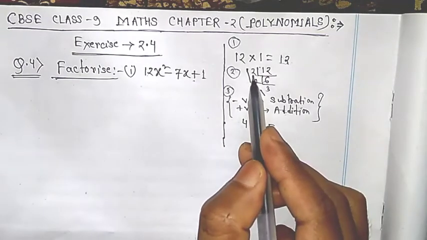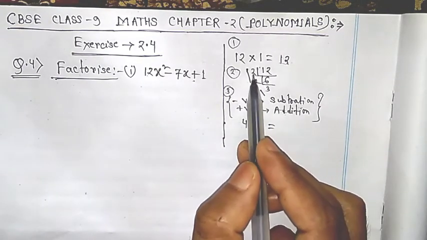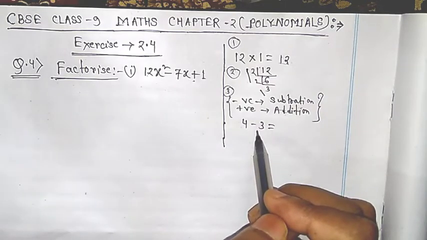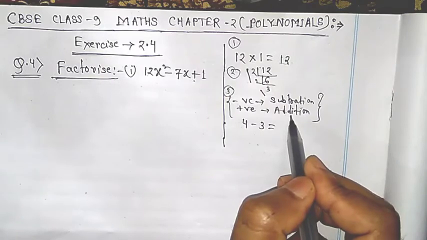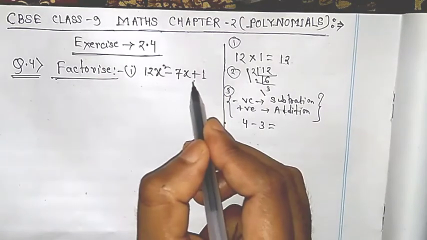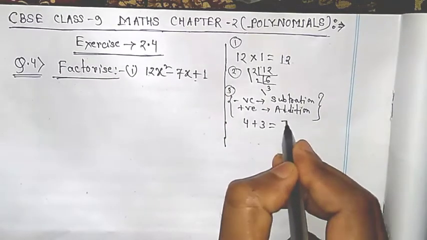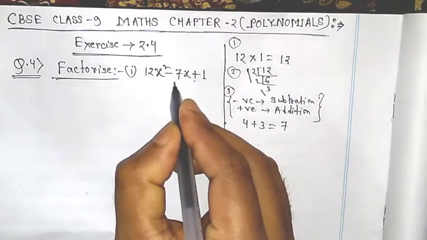So which are the factors? 2, 2, and 3. If we multiply 2 into 2, then 4. Okay, so 4 plus, we have to do addition, that is confirmed because there is a positive sign. So 4 plus 3 is 7. So already we get 7.